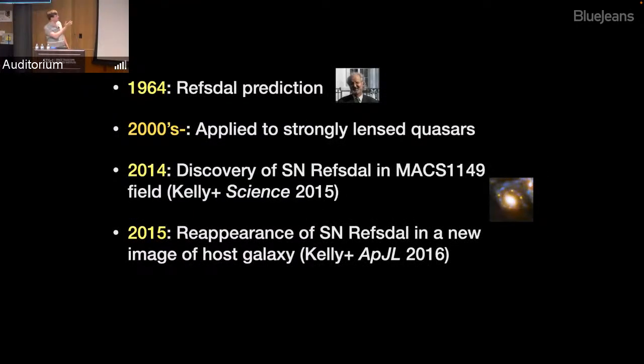Refsdal made this prediction in 1964. It was successfully applied to strongly lensed quasars with a huge amount of work from a number of teams. And we were lucky enough to find the first strongly lensed supernova in 2014. Lens modelers were very excited because this gave them an opportunity to make predictions about when the supernova would reappear. This is a blind test of lens models, and many of the modelers around the world made predictions.